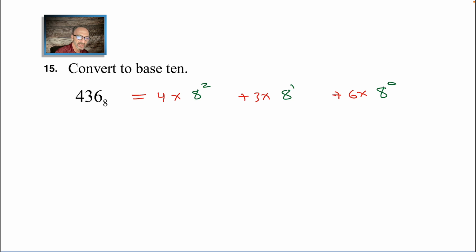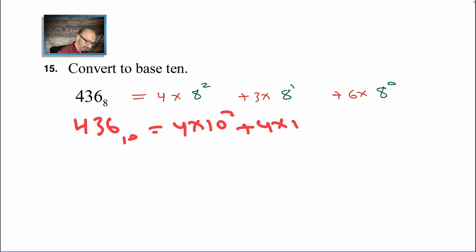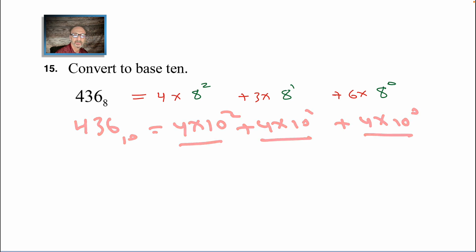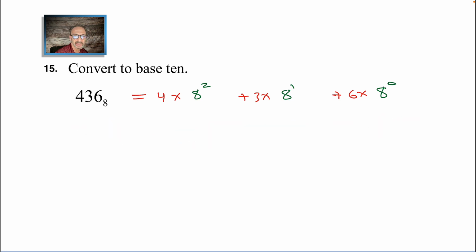So if this is in base 10, let's say that's going to be 4 times 10 to the second plus 4 times 10 to the first plus 4 times 10 to the 0. Units, tens, hundreds. But we are in base 8. So that's the value of each number. This 4 is 4 times 8 to the second. Like how many 64s do you have? Not like how many hundreds do you have.